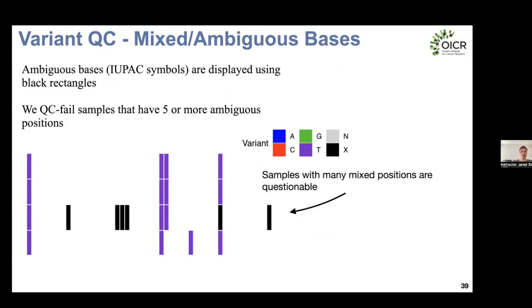So one of our main QC criteria was that we would fail any samples that had five or more ambiguous positions because of this reason, that they probably had unreliable amplification. So here we would just count up the number of ambiguous positions in that genome, and if it was greater than five, we would discard that sample.